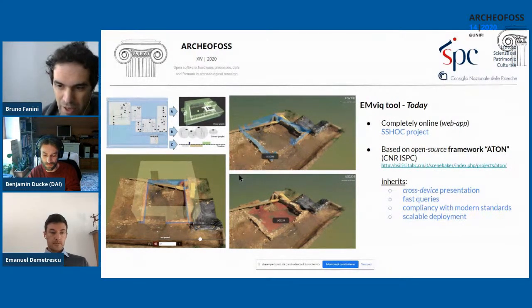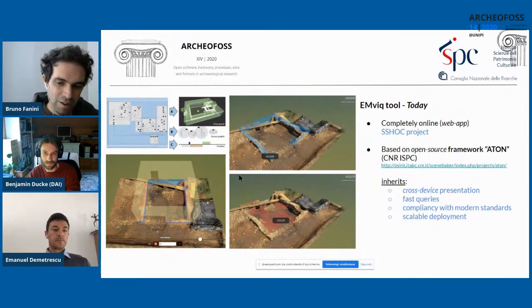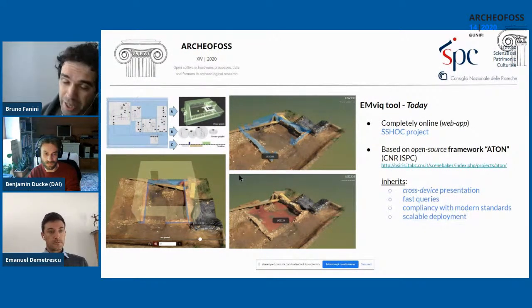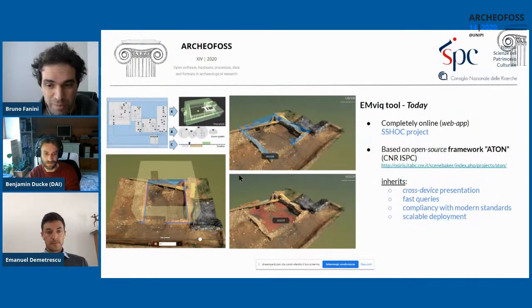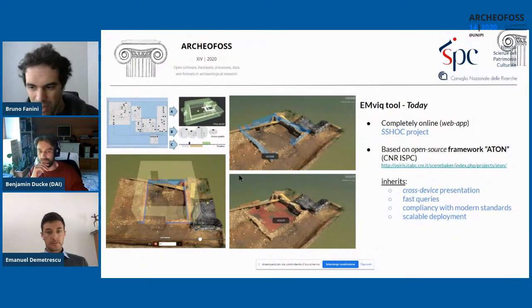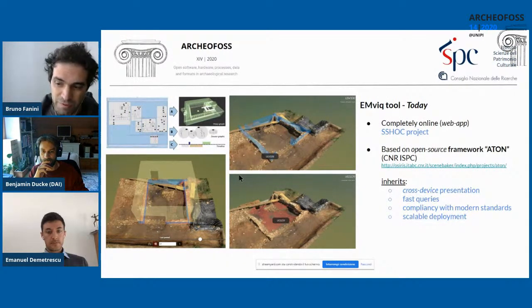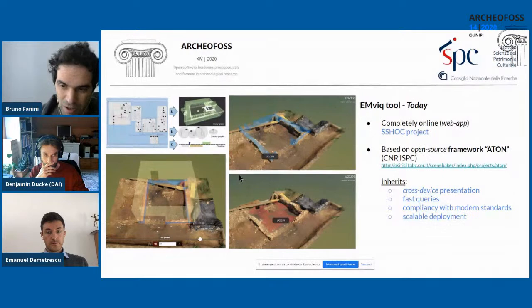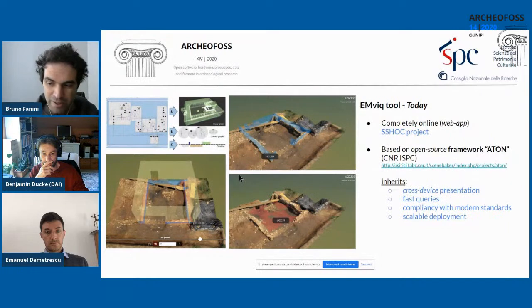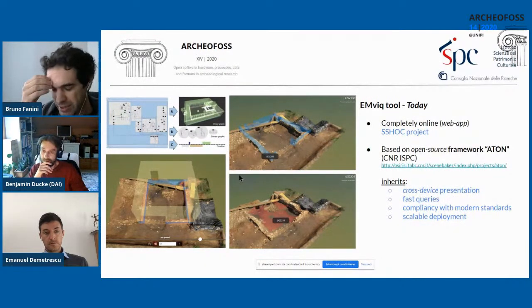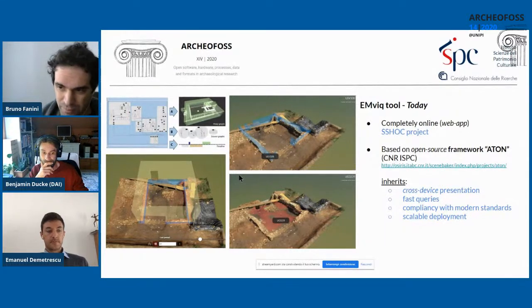That means that this tool works on mobile, including smartphones and tablets, up to desktop computers, and up to immersive VR devices. Then you have the possibility to perform very fast multidimensional queries on the visible proxies. Then we have full compliance with modern web standards. And then it also offers a very scalable deployment on local or remote contexts. In the afternoon, there is also a dedicated workshop on ATON.